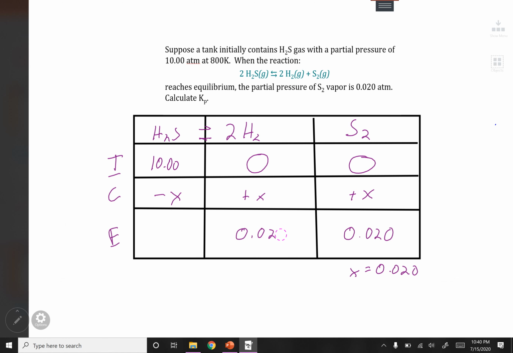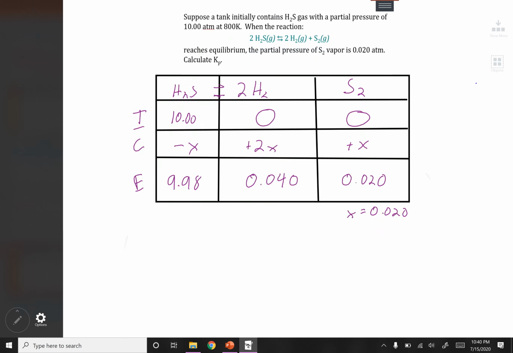I'm sorry, I made a mistake here actually. So this column is not correct. This actually should be plus 2x. I forgot about our coefficient up there. So that makes it plus 2x, which means this is 0.040. So, a small mistake there. Which means our equilibrium for our H2S would be 10 minus 0.02, which gives us 9.98. And remember, these are all in atm.